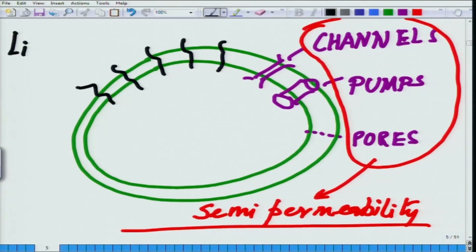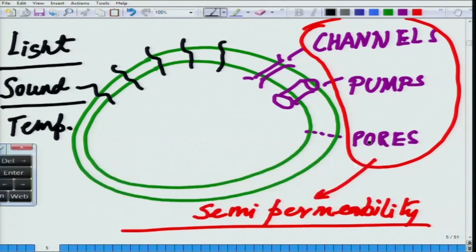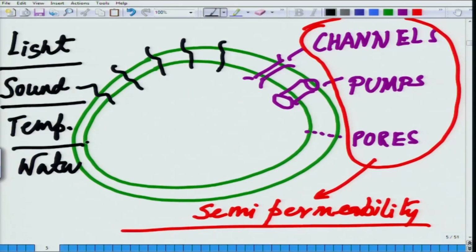These could sense light. Okay? These could sense sound, vibration, and we will come to that. This can sense temperature. This can sense water and several other things. And these features help a cell to respond to the external stimuli. These are all outside, okay? External stimuli. So, this is another feature of the cell.